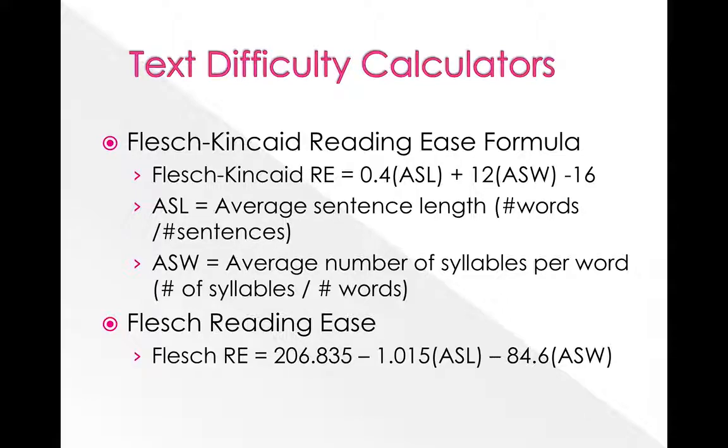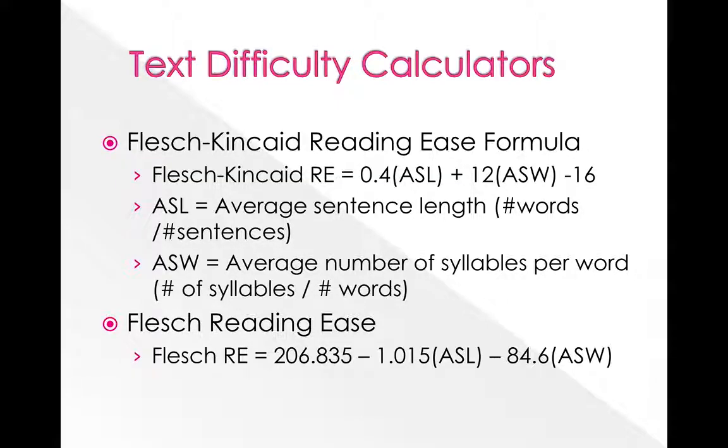So for example, if your Flesch-Kincaid value is 6.0, that would correspond to 6th grade in the United States. In other words, 6th graders in the United States should be able to read that text with ease. A Flesch-Kincaid score of 12.0 would be the equivalent of a 12th grade text.